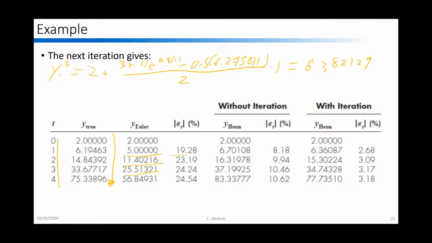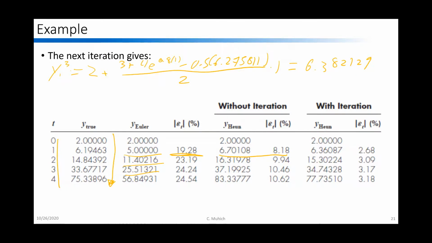So in the first step of Euler's method, which was the first step of the beginning of the Heun's method, we had an error of 19.28%. I dropped that down using the single shot Heun's method. I get much closer to the true answer by using 6.70. So this is a true error of only 8%. I've more than halved the error associated with that first Euler step.